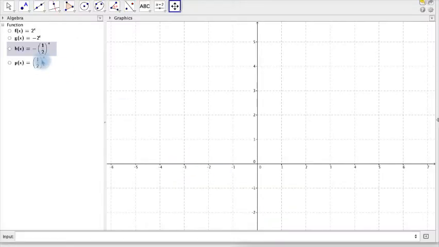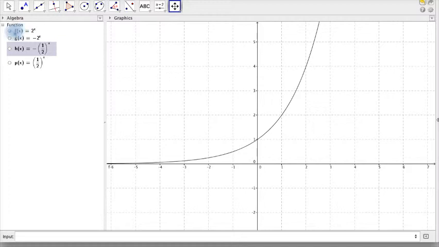Okay, so let's get up our f of x equals 2 to the power x standard graph. And now here I'll do a reflection. So I'll just put a negative sign in the front. And there we go. It's been reflected across the x-axis there, just as you might expect.